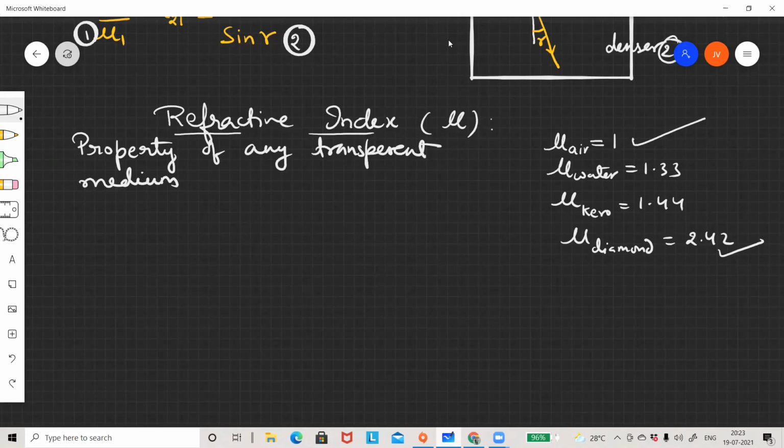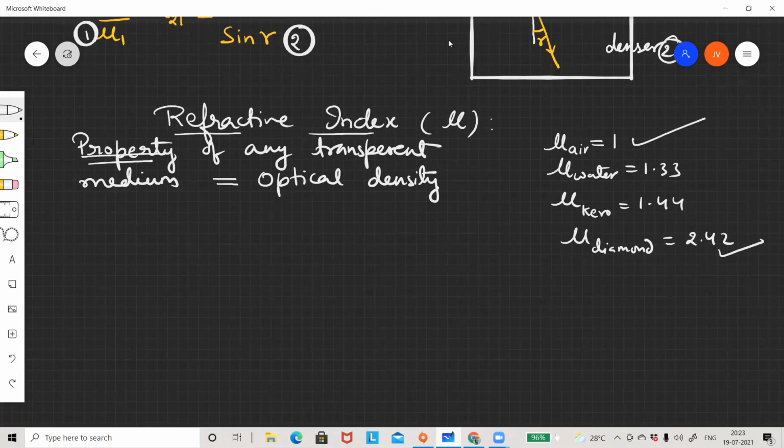So it is a property of any transparent medium, which property? That property is called optical density. So in a way, refractive index of a medium and optical density of a medium are synonymous. Synonymous means sometimes when you don't want to use the word refractive index, you can use the word optical density. When you say refractive index is more, it will be understood that it is optically denser. Optically denser means a ray of light passes through that medium slowly, because it is so dense that the speed of light is reduced.